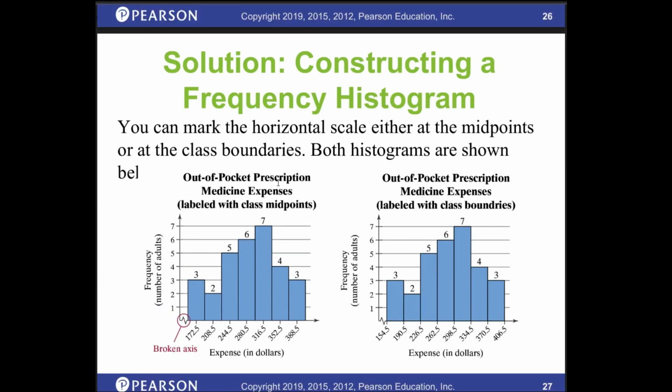And then you can mark the horizontal scale either at the midpoints or at the class boundaries. Both histograms are shown below. So as you can see, we have the two histograms. Over here we have a broken axis. And then here are the frequencies, 3, 2, 5, 6, 7. And these are the limits.